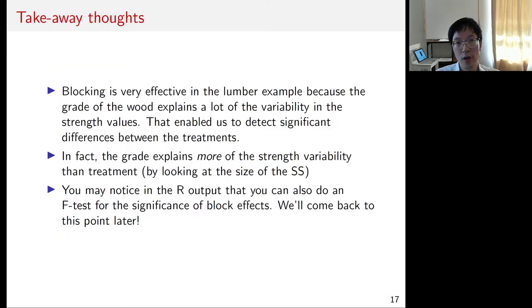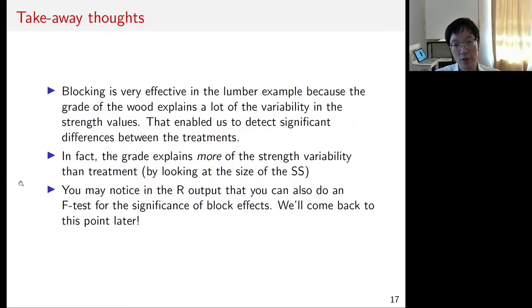Just to end off this section, some important takeaways. Blocking is really effective in this example because the grade of the wood actually does explain a lot of the variability. And so including the blocking variable enables us to correctly detect that there are significant differences among the treatments. We already saw numerically that here the grade of the wood has much more explanatory power on the strength variability compared to the treatments. And we see that by looking at how big the sum of squares are.